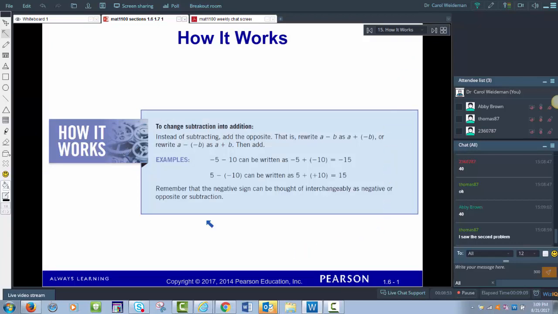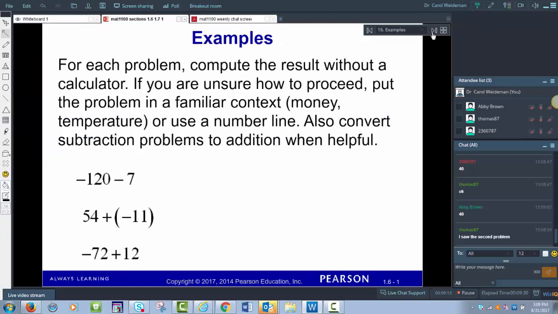Some students like to do this. We can change subtraction into addition. So instead of subtracting, we can add the opposite. So for instance, if we have negative 5 minus 10, we can rewrite this as negative 5 plus the opposite of 10, which is negative 10. And we can get negative 15. So this is another way that you could work the subtraction problems as addition. You can do whatever is more comfortable for you.